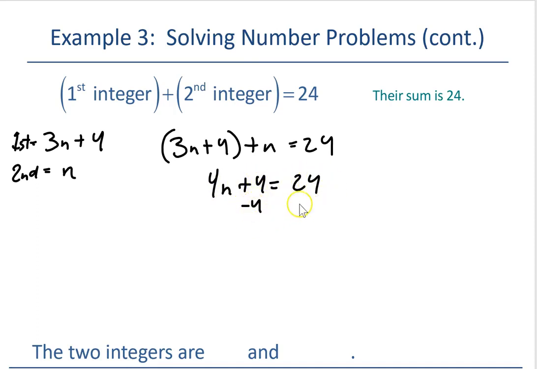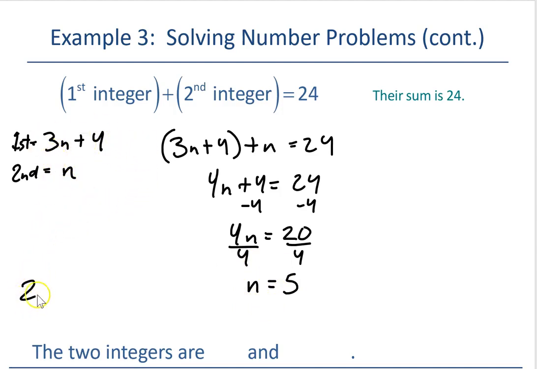Okay, subtract 4 off both sides. That's going to give me 4n is equal to 20, divided by 4, and then I get n is equal to 5. Okay, we still don't know what both of them are, so you've got to be careful. I found n. This is this guy. That's the second integer.